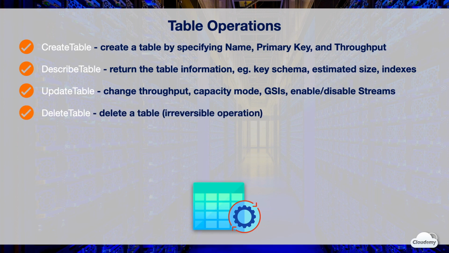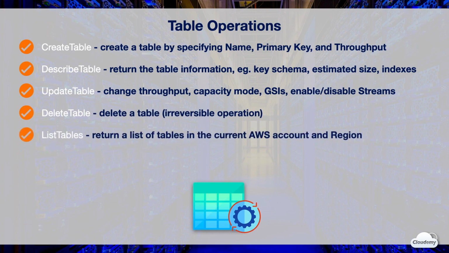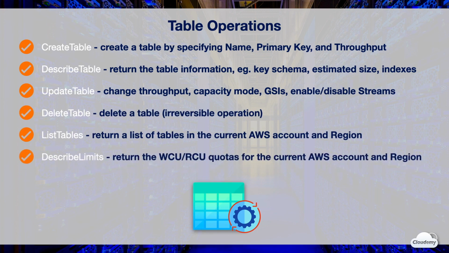This is an irreversible operation. The ListTables operation returns a list of tables in your AWS account in a specified region. The DescribeLimits operation returns the regional quotas of WCUs and RCUs in your AWS account.